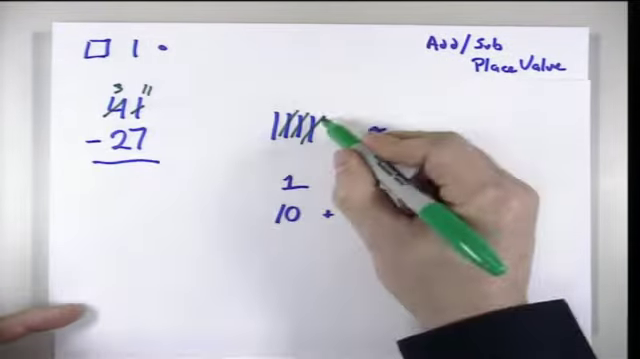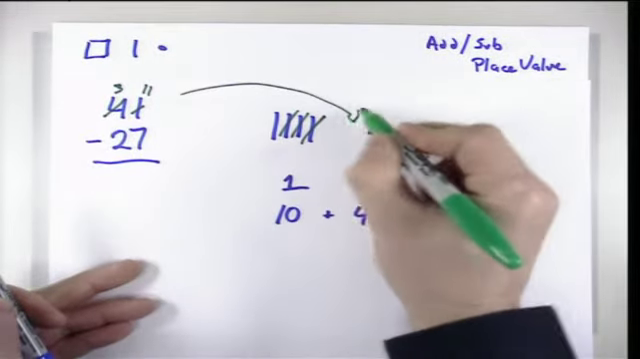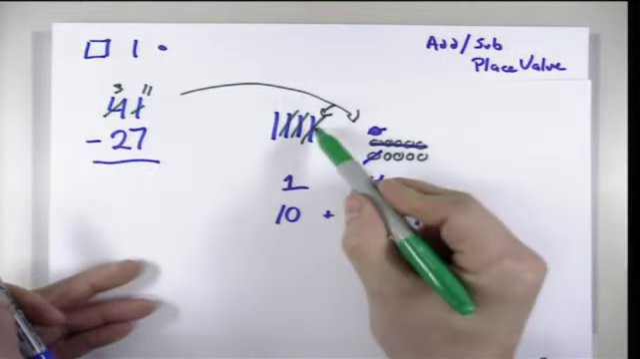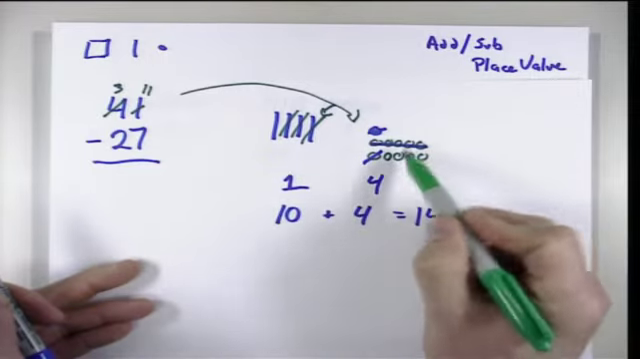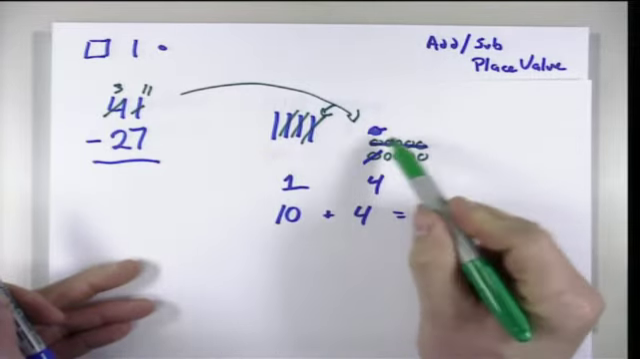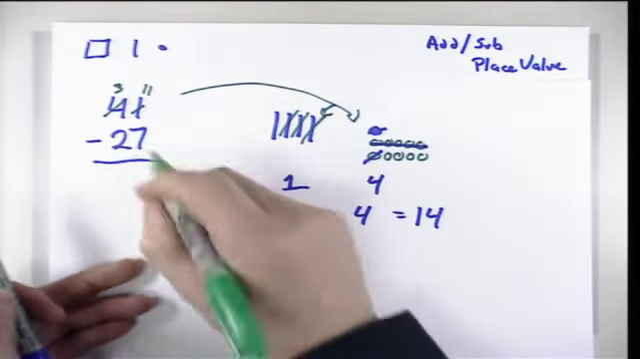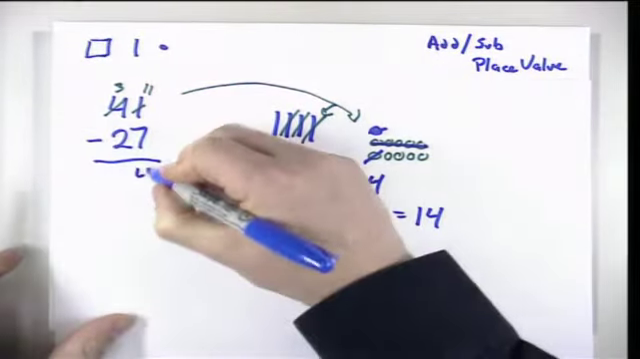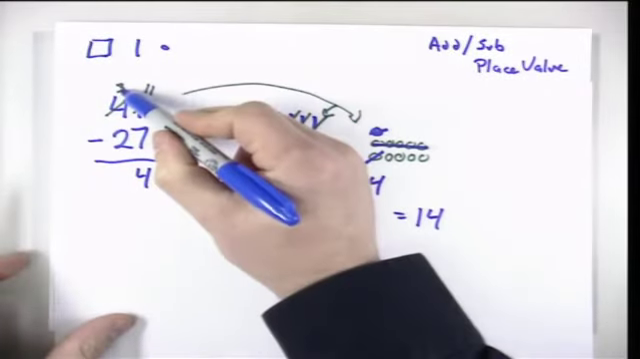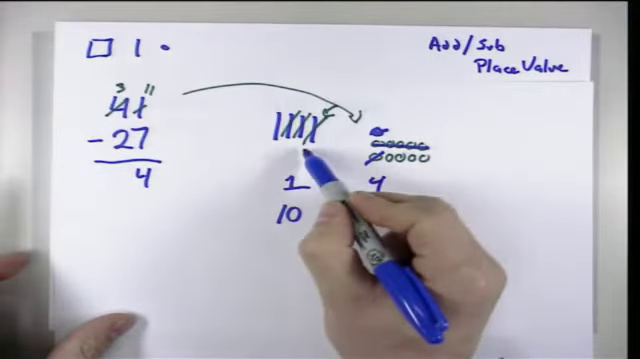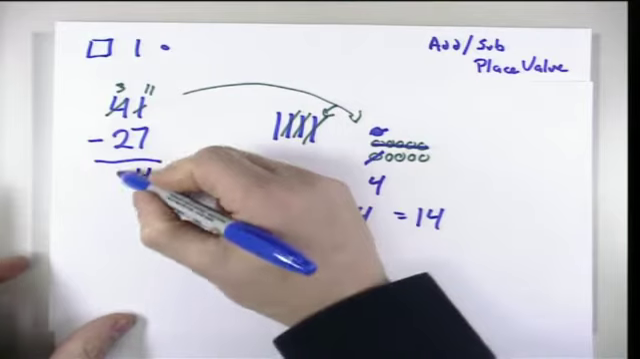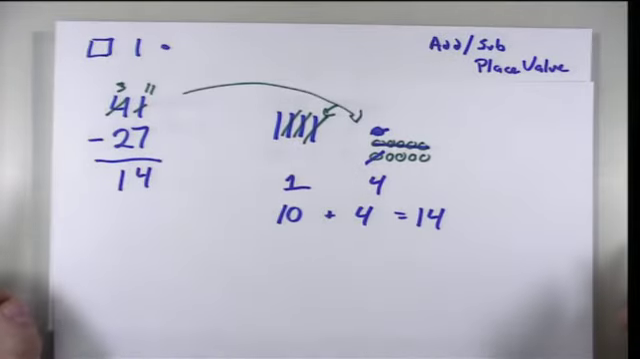And that's what we saw over here, that regrouping process, when we took one of our tens and crossed it out and gave ourselves 10 more ones. That's why we went to 11 ones, so that we could then do 11 minus 7 to get our 4 ones. And then we had the 3 tens that were left over, and we subtracted 2 of those, which gave us 1 ten left in our final answer.